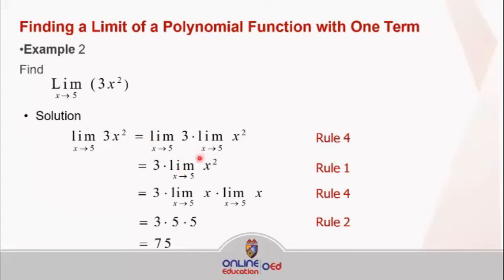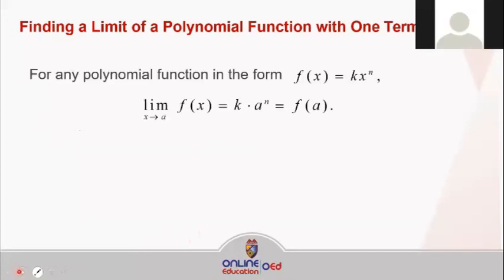And then itong x squared is pwede natin siyang hatiin sa dalawang x. Kaya we have the limit of x times the limit of x. So sabi natin, yung rule natin before, kapag yung value ng x is equivalent sa a, so we have the x as value ng 5. Kaya magkakaroon tayo ng value ng 5 dito and another 5 since naka-x squared tayo kanina. So we have 3 times 5 times 5 equals 75.